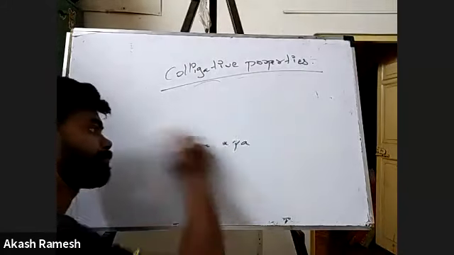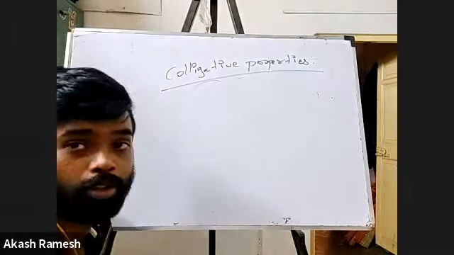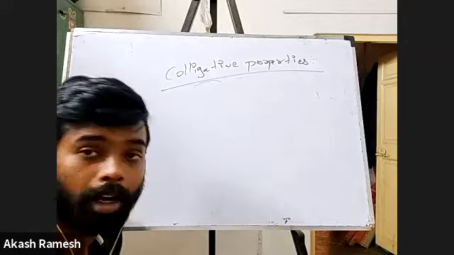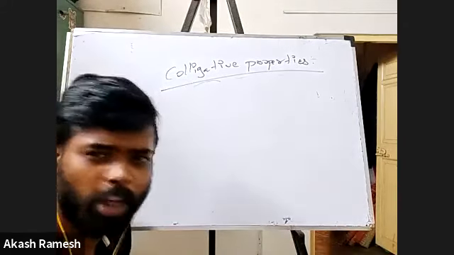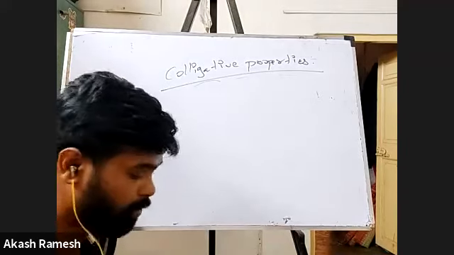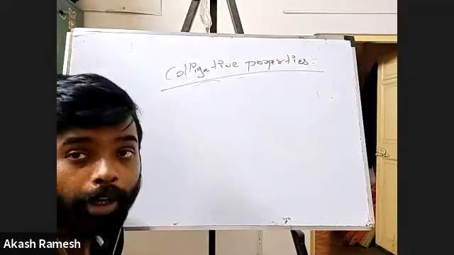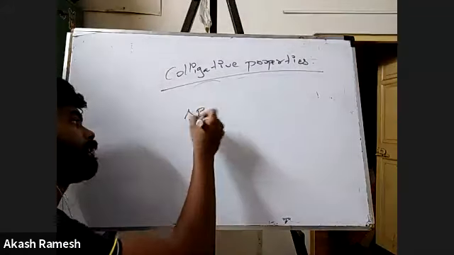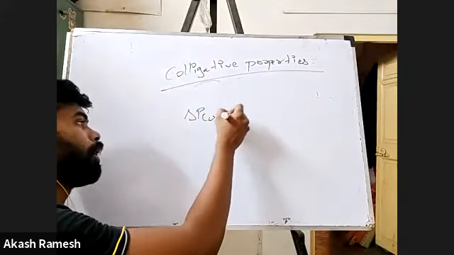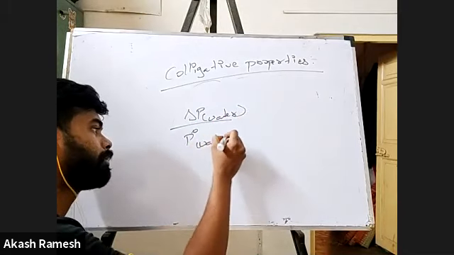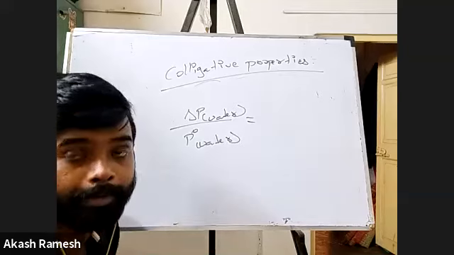Let me use relative lowering of vapor pressure now, because we already know how to use Raoult's law. First, we'll try to solve the same question with relative lowering of vapor pressure. So if I write del P of water divided by P naught of water, it should be equal to what?